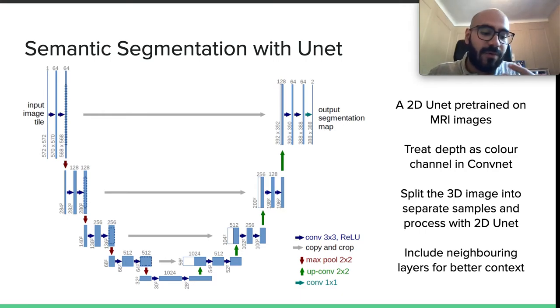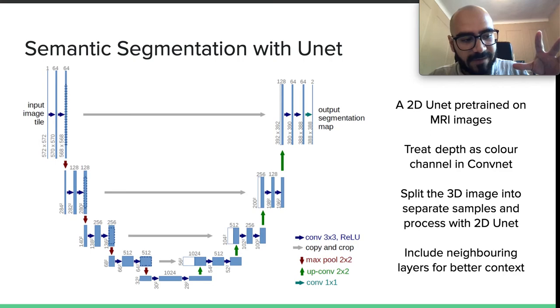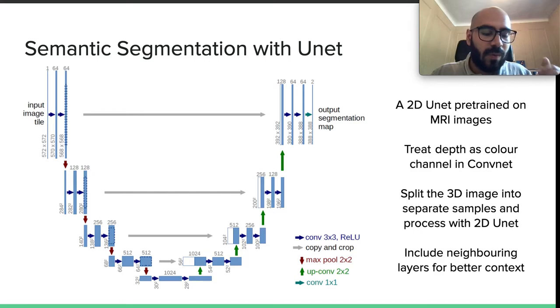For the semantic segmentation part, we use a famous architecture called UNet. We found out that if we use a UNet pre-trained on MRI images, it performs much better than if we just train it on the limited data we have, also because we have limited computational resources. We're treating the depths as color channels in our ConvNet. The model is actually pre-trained assuming that the channels are color channels, but we just use them as depths.